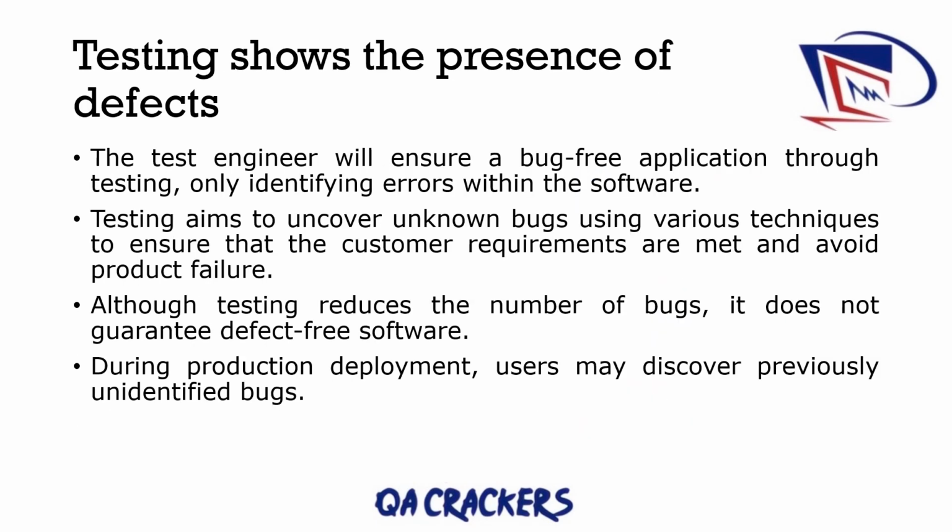Testing shows the presence of defects. A test engineer tests the application for confirming that the application is bug free. While testing, we can only identify whether the application has any errors. The primary purpose of testing is to identify the number of unknown bugs with respect to various methods and techniques.